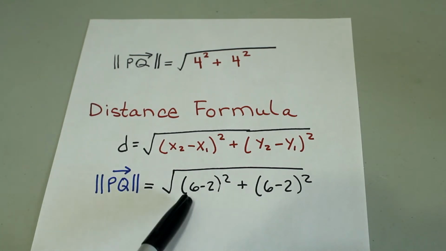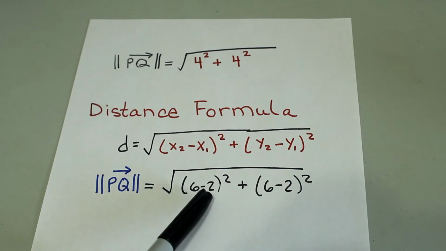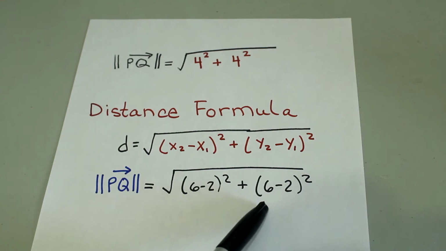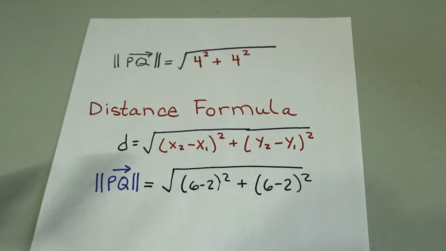We have 6, which is the x component of the terminal point, and we're subtracting 2 from that, which is the x component of the initial point, and we're squaring that. And then we're adding 6 minus 2, which is the y component of the terminal point minus the y component of the initial point, squared. So essentially we're using the distance formula here.